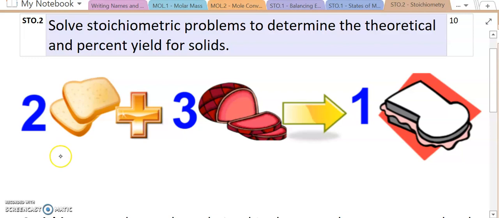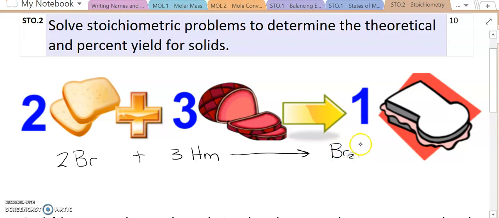And to make myself a ham sandwich, I'm going to use 2 pieces of bread. And I'm going to use 3 pieces of ham. And I'm going to make 1 sandwich, which is, well, we don't usually write the 1, so I'm going to get rid of that. And we're going to make just BR2, HM3, which is my sandwich.